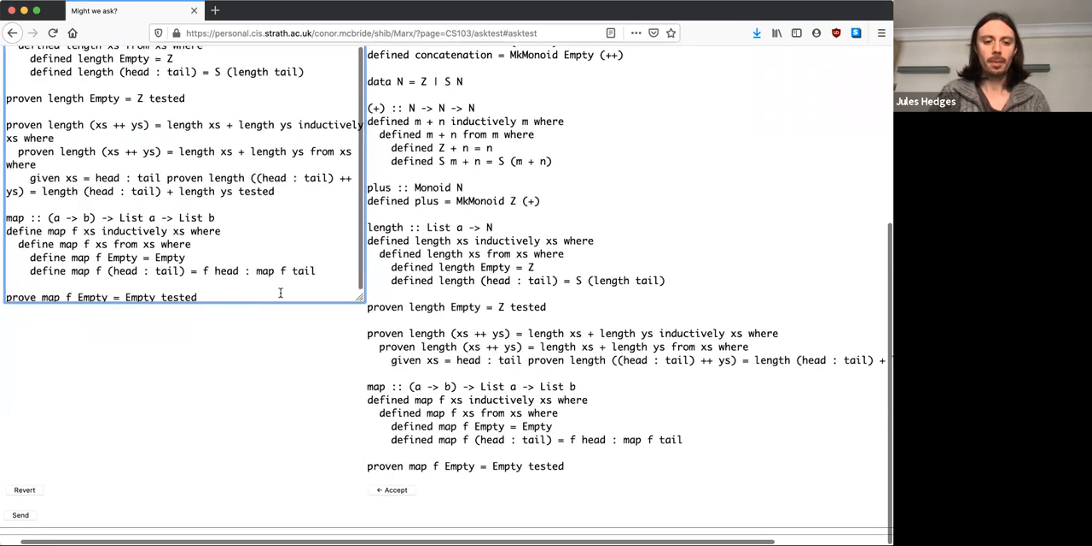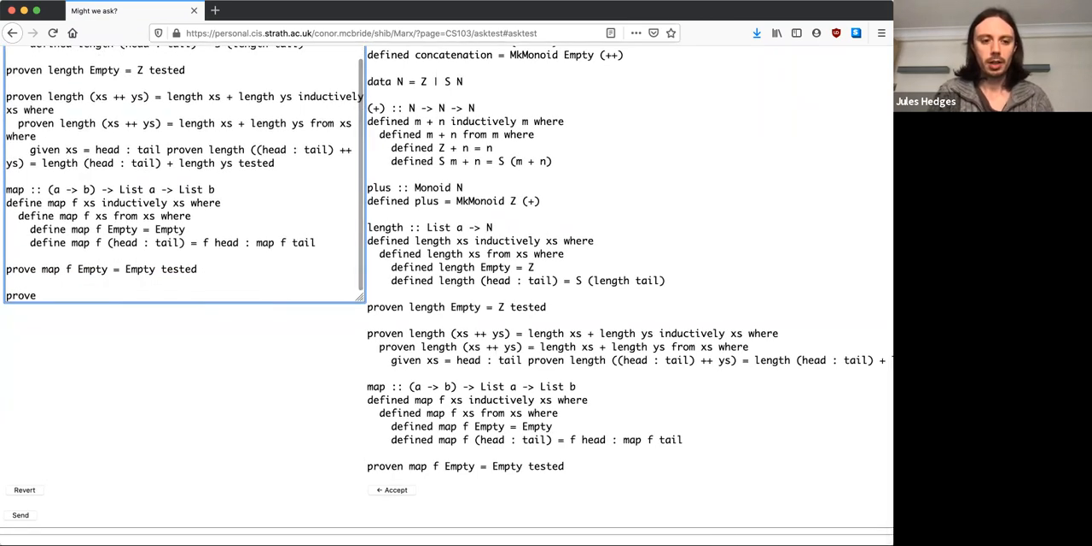And then the other one says that if I take two lists concatenated together, I can map F on both of them individually and then join the results together with concatenation on the other side. So this is an important fact about map.